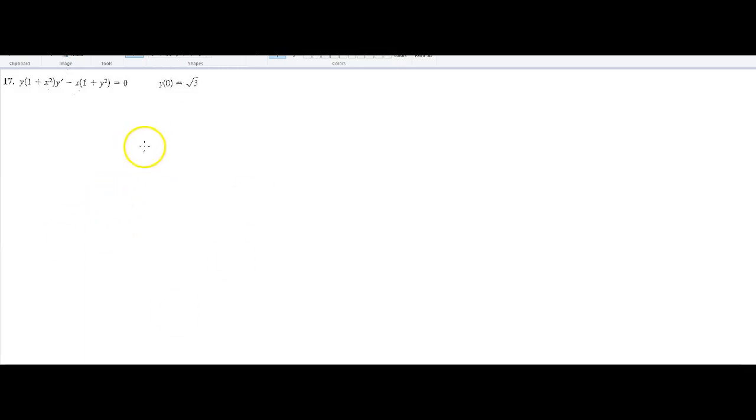Alrighty then, so we got 9-3, number 17 here. Okay, so again, same draw. I got to get dy/dx by itself, and then get all my y's on one side, x on the other side. First thing I'm going to do is move this to the other side because I got to get dy/dx by itself.